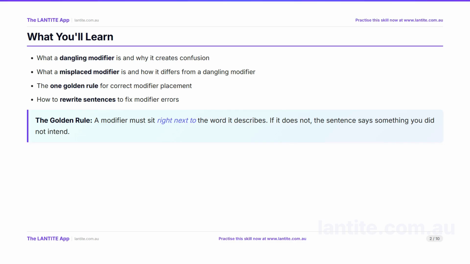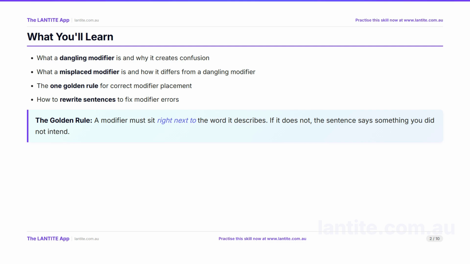Here is what we will cover. First, what a dangling modifier is and why it creates confusion. Then, what a misplaced modifier is and how it differs from a dangling one. We will learn the one golden rule that applies to both problems. And finally, how to rewrite sentences to fix these errors.